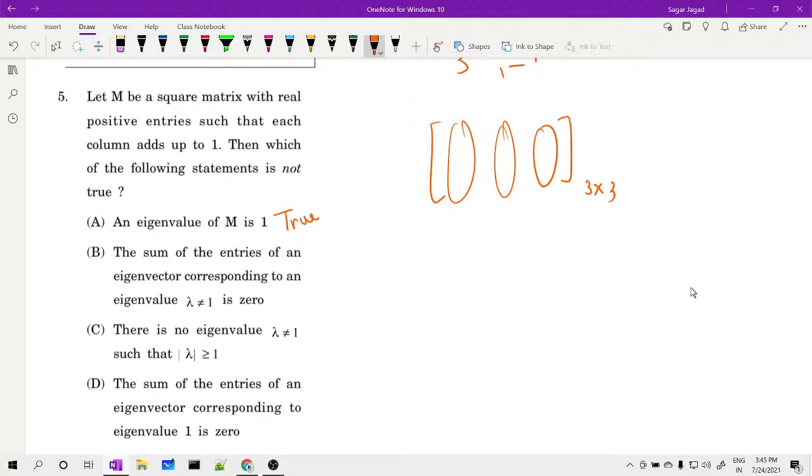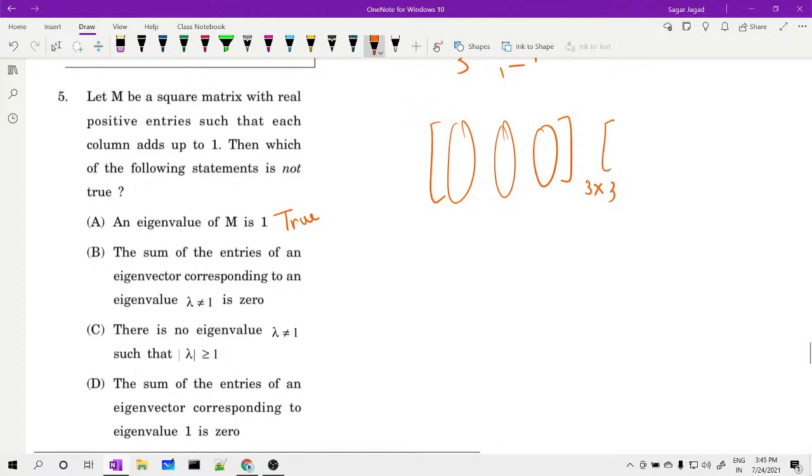There is no eigenvalue lambda not equal to 1 such that the norm of it is greater than or equal to 1. Oh, this is going to be a troubling question to us, buddy. Yeah, the eigenvalue lambda is not equal to 1, such that the sum of entries of an eigenvector corresponding to eigenvalue 1 is 0.